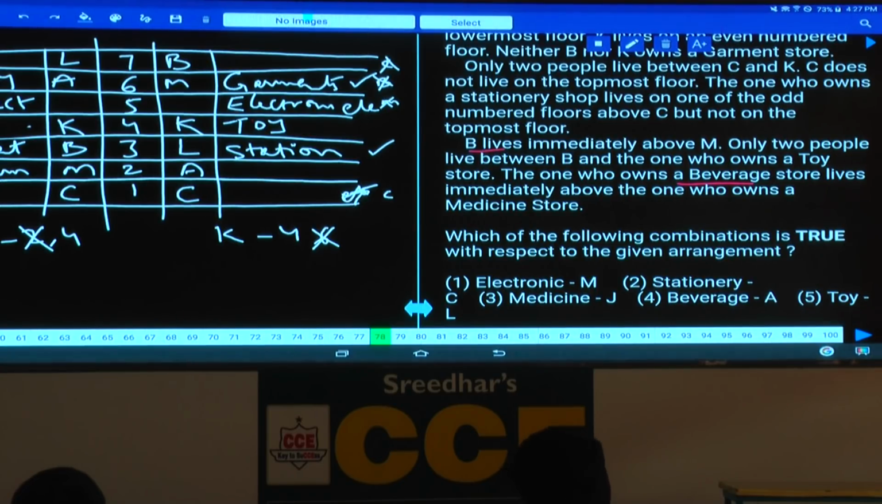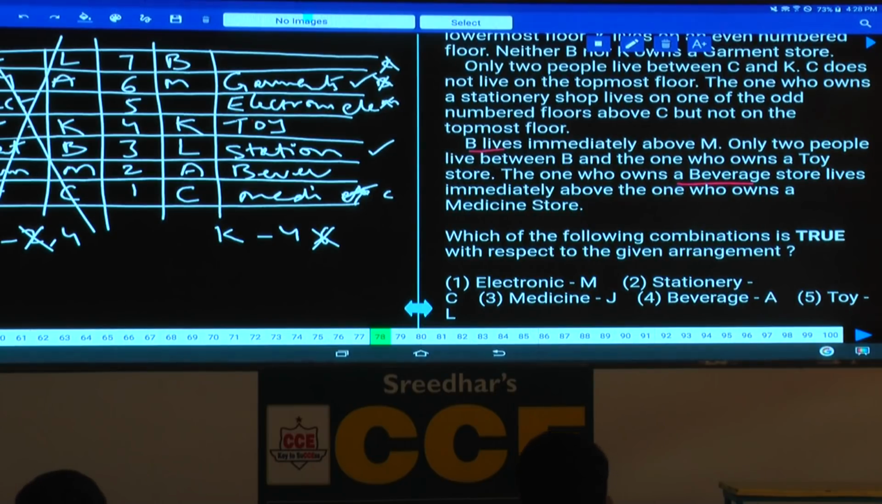Medicine and beverage must be together, and beverage lives immediately above. Hence this is beverage and this must be medicine. Now in this case, there is no possibility for 2 subsequent places, isn't it? Here there is only 1 left over, no 2 vacant places, and this is completely ruled out.